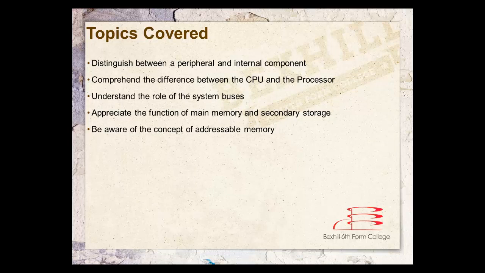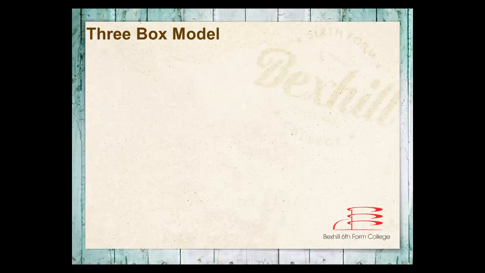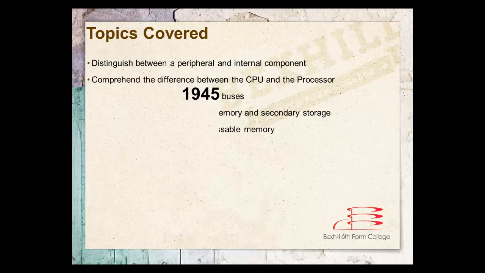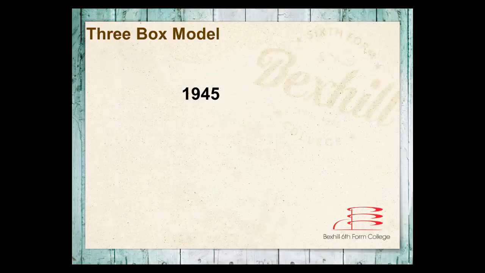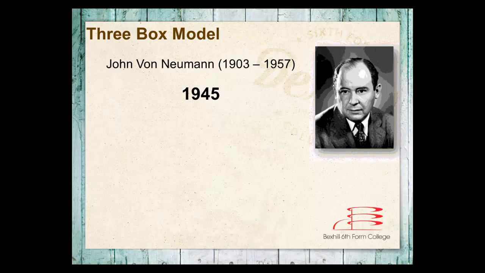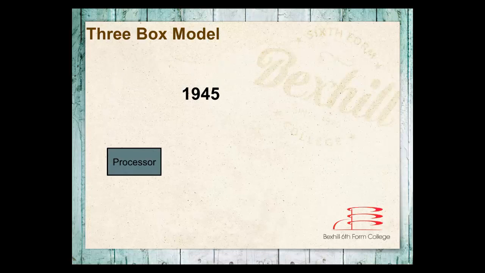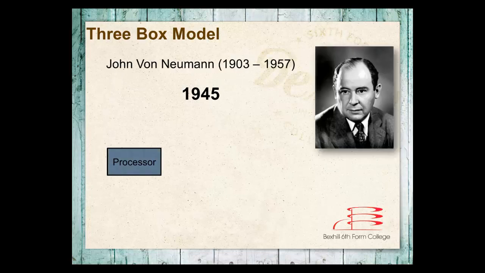Let's begin. I want to introduce you to the 3-box model. The 3-box model was introduced or proposed in 1945 by a gentleman called John von Neumann. He proposed a computer system that would be constructed of a processor. This would be the part that would do the work of the system.